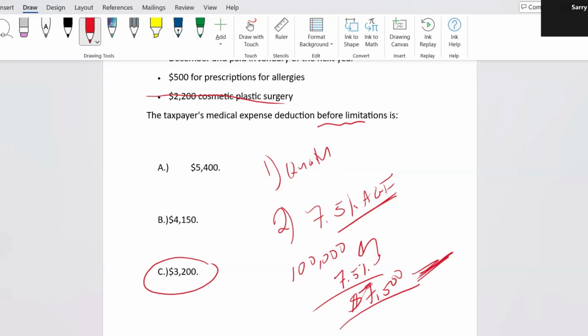He hasn't even met that floor. Essentially, this becomes a zero right here. None of it is deductible. So just look out for that. You might see questions about the 7.5% floor. If it asks you considering the 7.5% floor and they gave you the AGI, then you'll need to solve how much is actually deductible on Schedule A, how much you can actually itemize. But it's saying before limitations, so the correct answer here in this case is $3,200.